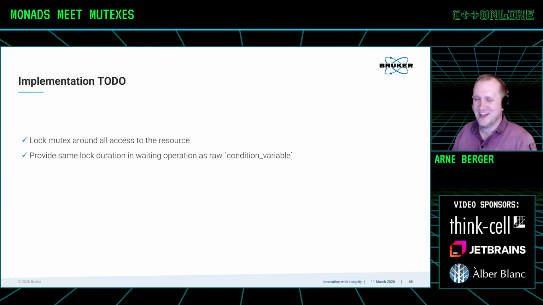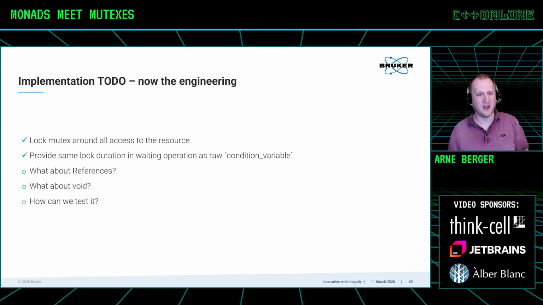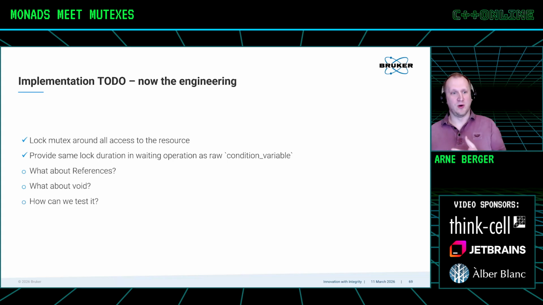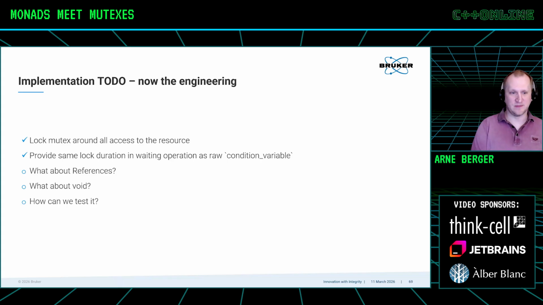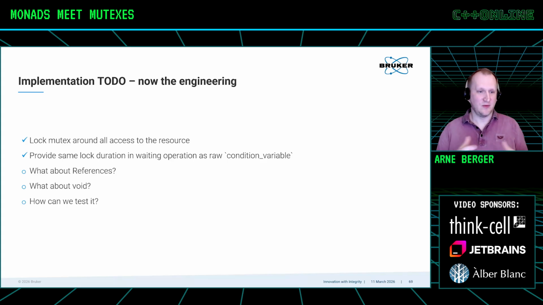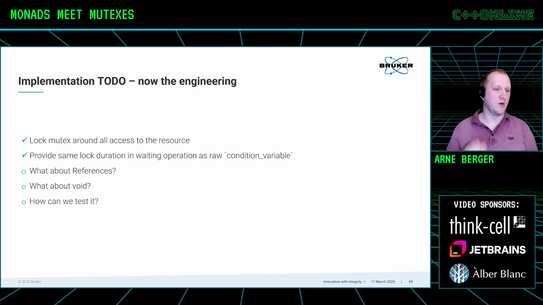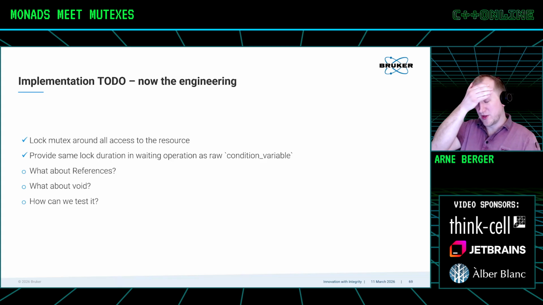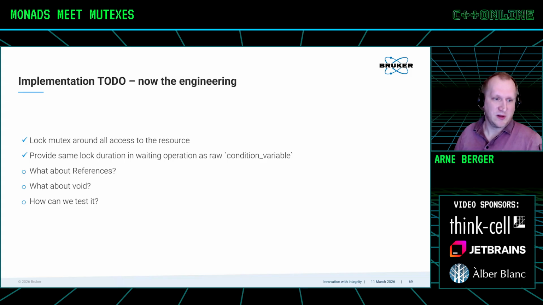And that, of course, wasn't the case because then we had the engineering part, the questions. Okay, what about references? What about void? And how can we test this thing? And I don't want to go into too much detail for all of these things, but I want to show some key points that influence how we work with the type and what is possible with that. And I want to also show something about how I tested it, because I want to get some feedback on that, because I'm not sure if it's actually a good thing or just a clever thing that works.